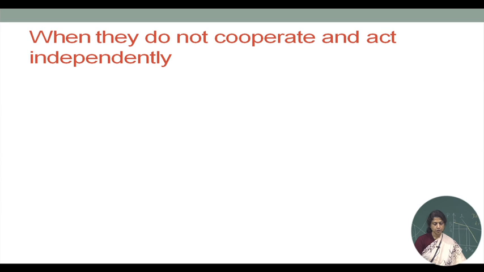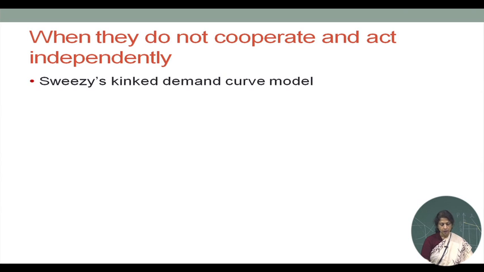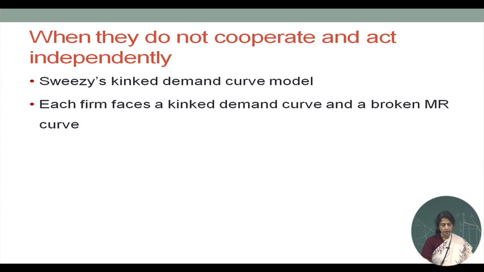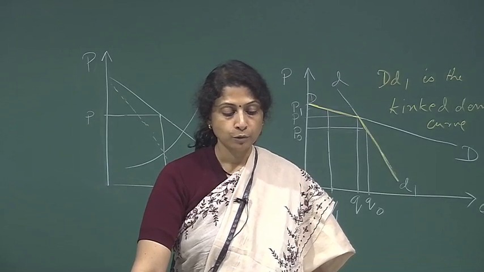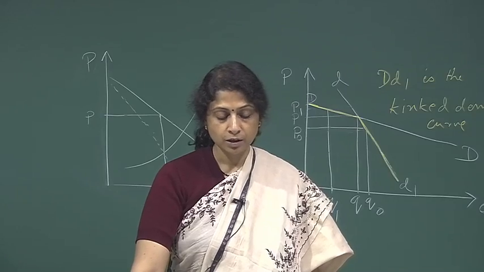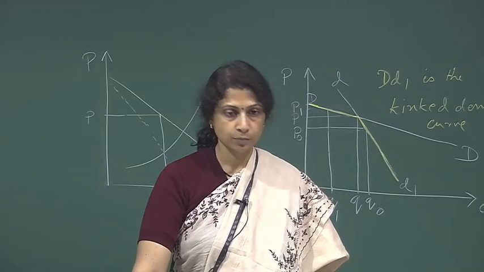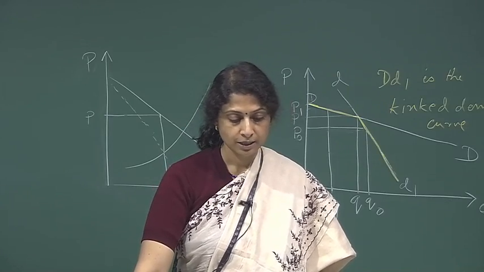So what happens when they do not cooperate and act independently? This is called Sweezy's kinked demand curve model. Each firm faces a kinked demand curve and a broken marginal revenue curve. I have not yet drawn the marginal revenue curve. I am going to do that, but let me first go through the slide and then explain the points that we have in the slide.